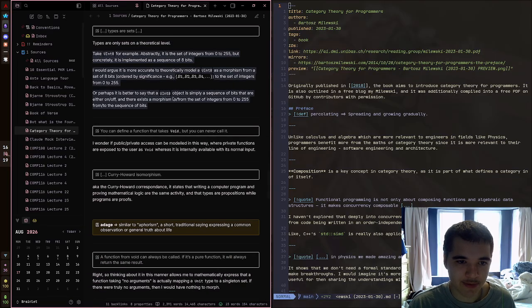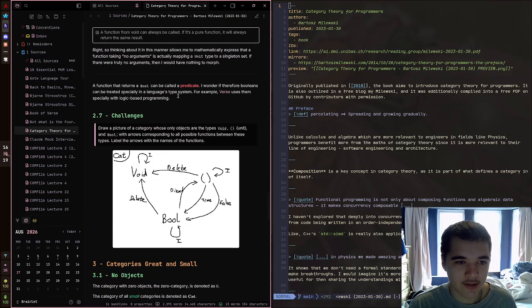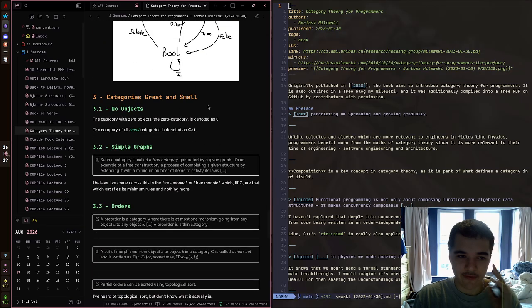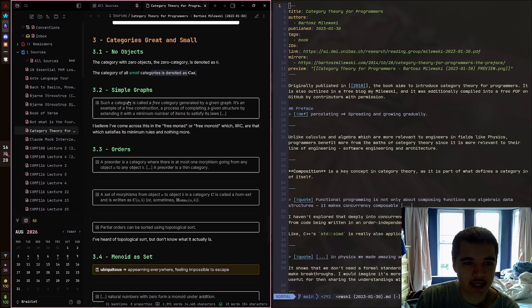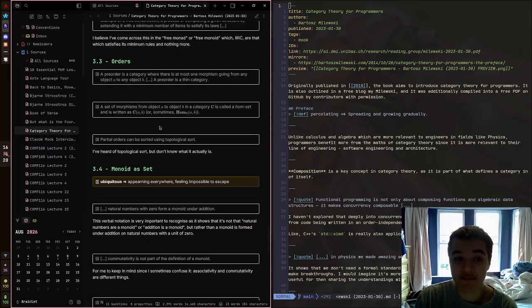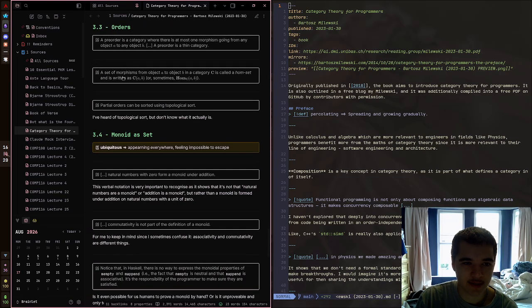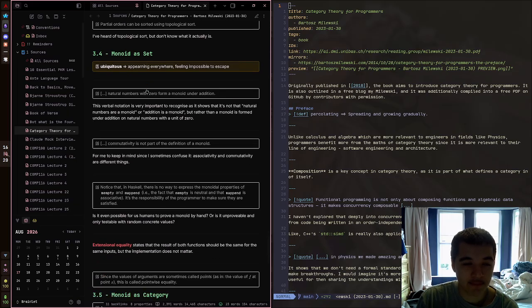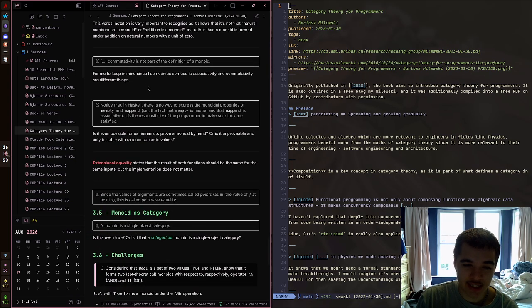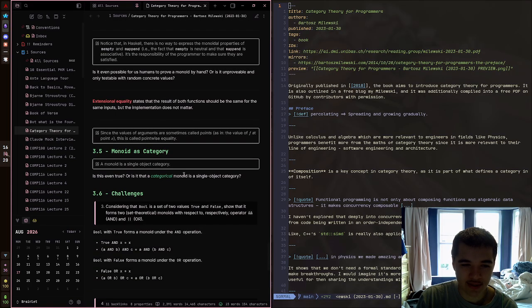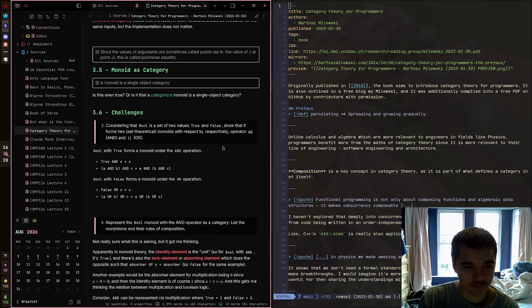Yeah, I have some thoughts about this here. And then there's chapter 3, which is about categories. And so like the zero category, the free monads was something, some orders here. Monoid as a set, which is different from monoid as a category. So like there's the category monad. Sorry, there's a categorical monoid, but there's also the monoidal category, and they're different. So yeah.